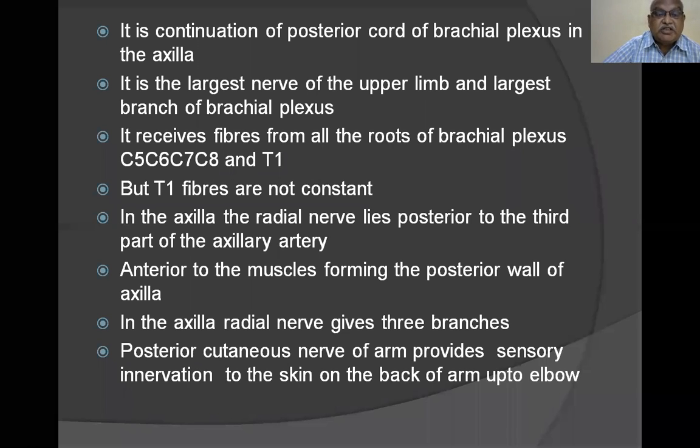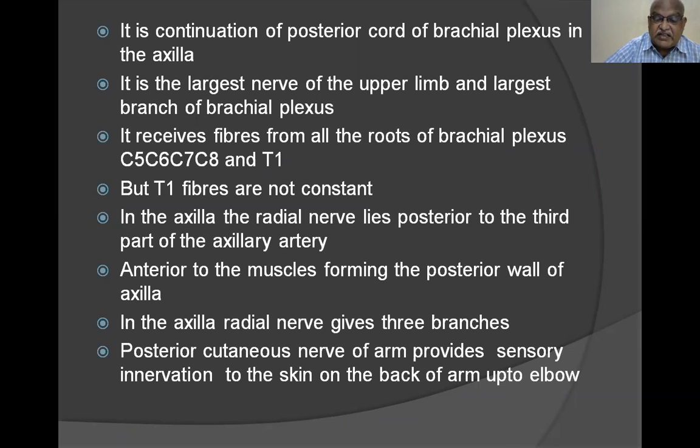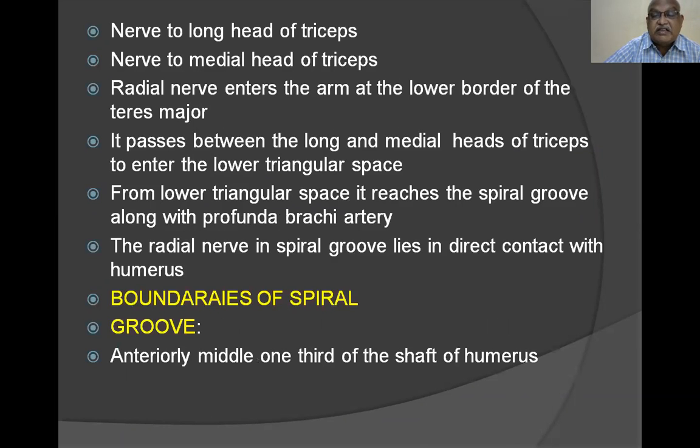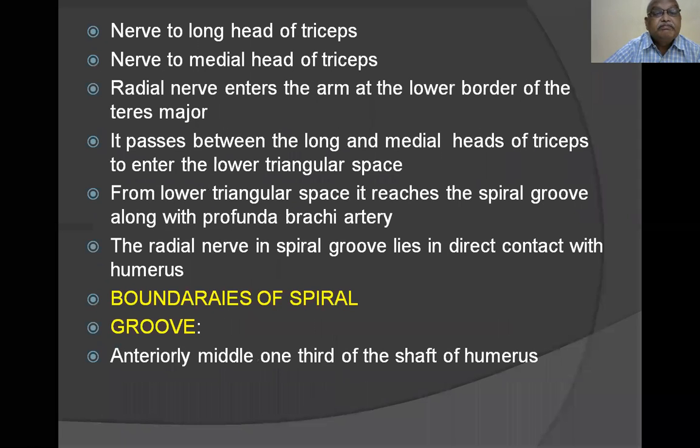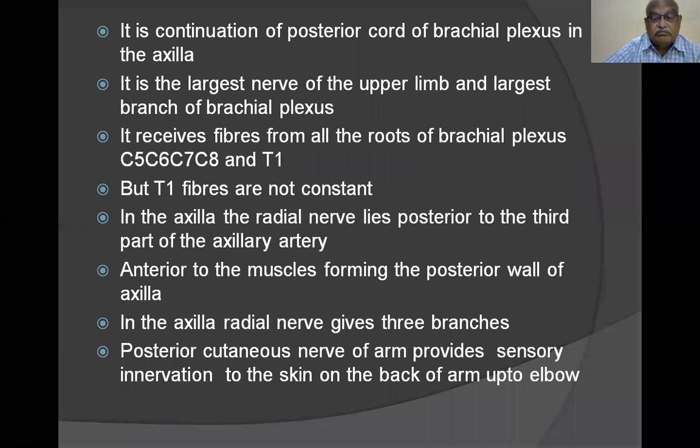It receives fibers from C5, C6, C7, C8 and T1, but T1 fibers are not constant. In the axilla, the radial nerve lies posterior to the third part of the axillary artery, anterior to the muscles forming the posterior wall of the axilla. In the axilla, the radial nerve gives three branches. The posterior cutaneous nerve of the arm provides sensory innervation to the skin on the back of the arm up to the elbow.